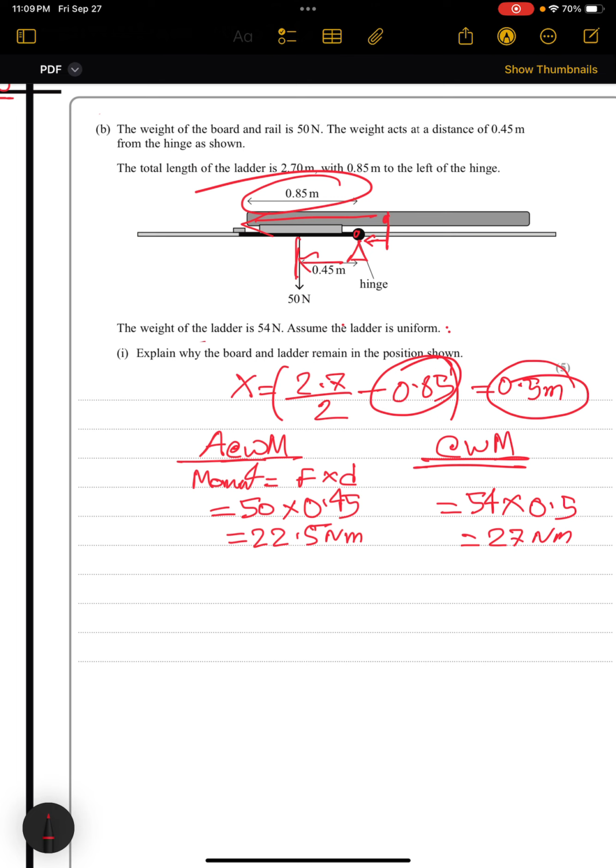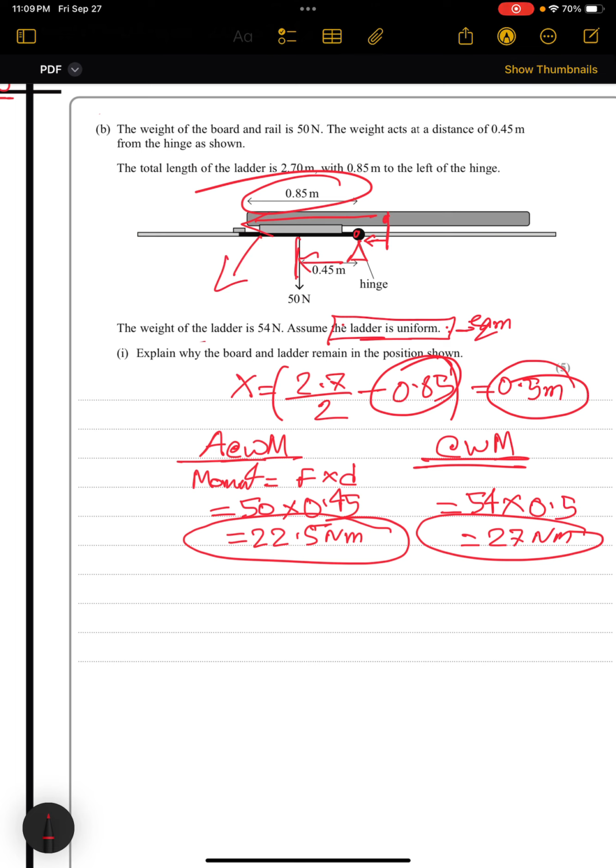Okay, so what we have found out from this position is that these two are not equal but the ladder is uniform. This means this is in equilibrium. As they are in equilibrium, they have to be equal, but they are not equal. So there must be another force acting in this anti-clockwise moment to keep this ladder uniform or stationary. As the ladder remains in the position shown, it is stationary.